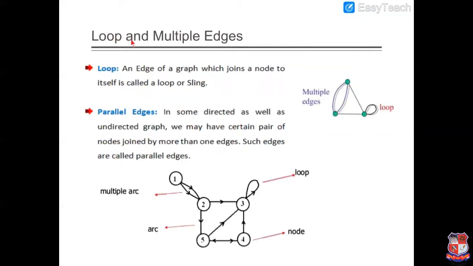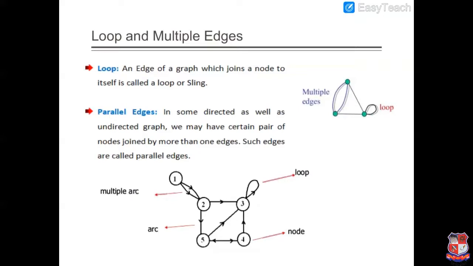Now, what is a loop and multiple edges? An edge of a graph which joins a node to itself is called a loop or a sling. Here in a graph, the loop is denoted, and multiple edges are also denoted in the given graph. A loop is also called a sling, and a loop joins a node to itself.